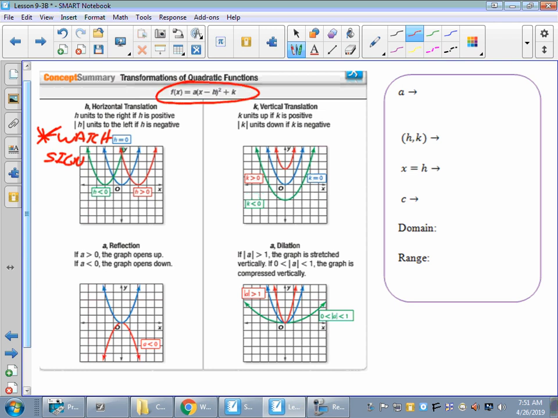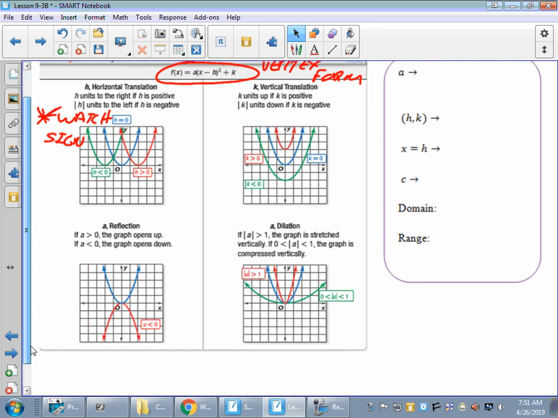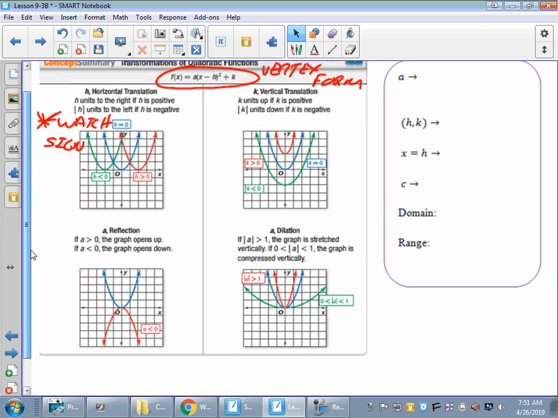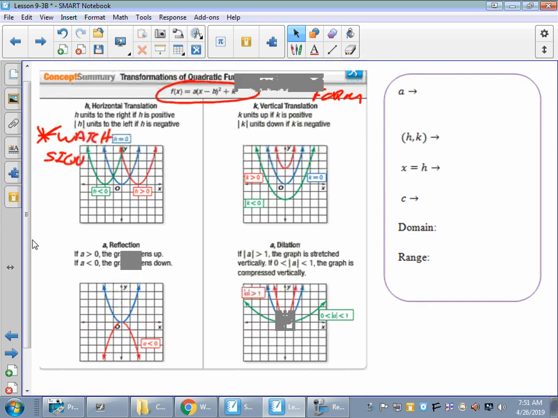Remember, here's your vertex form. I know it's small up there. I know a lot of the writing here is small, but you just have to do the best you can with it. Using vertex form, we can know automatically which way it's going to slide left and right with h, and over here on the right, which way it's going to slide up and down based on your k value. We also talked about reflection down here on the bottom left.